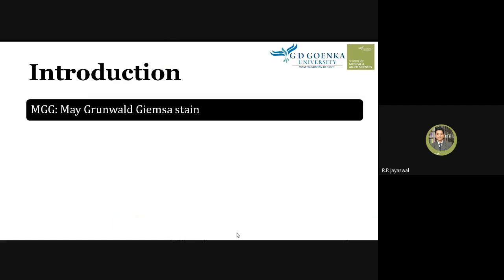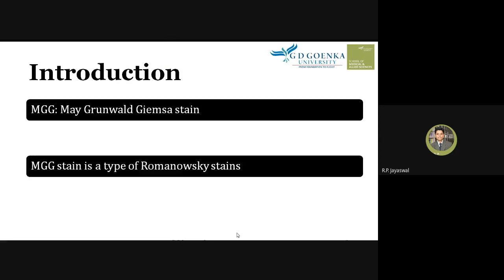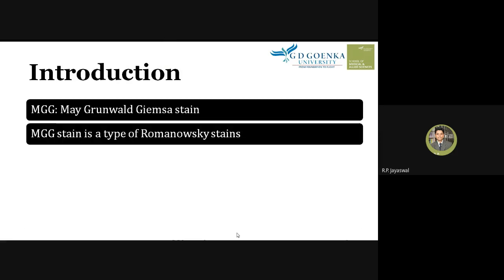MGG stands for May Grunwald Giemsa stain, and MGG stain is a type of Romanowsky stain. What is Romanowsky stain? So it is a type of polychromatic stain where more than one dye is used, and it consists of both acidic and basic dye.